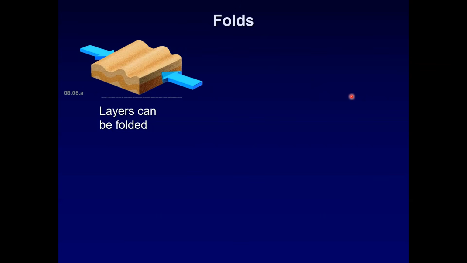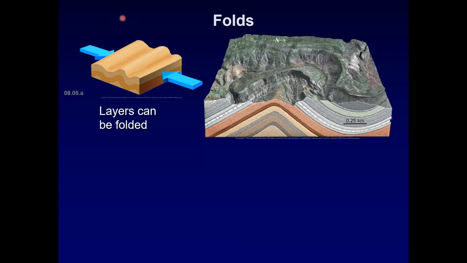Now let's think about folds. So compressive stress causes shortening. We see the stress applied with these arrows, often accommodated by folding. All right, so we see that in like a block diagram.